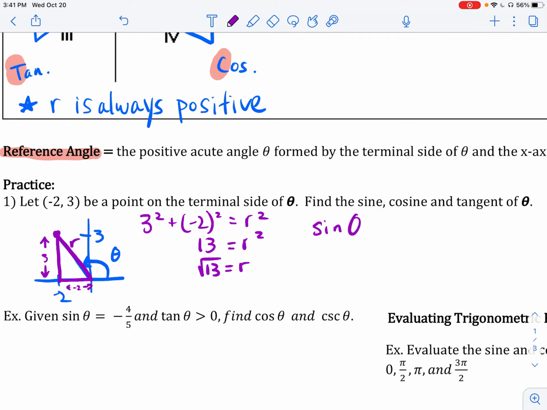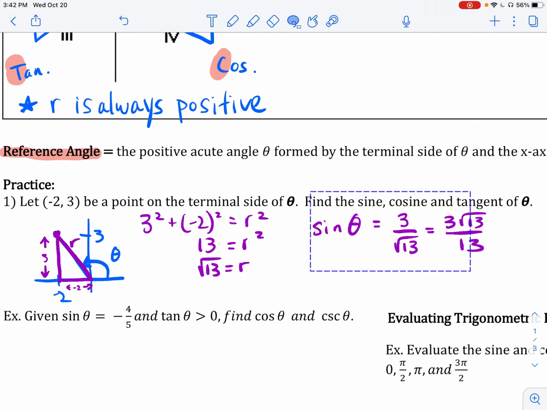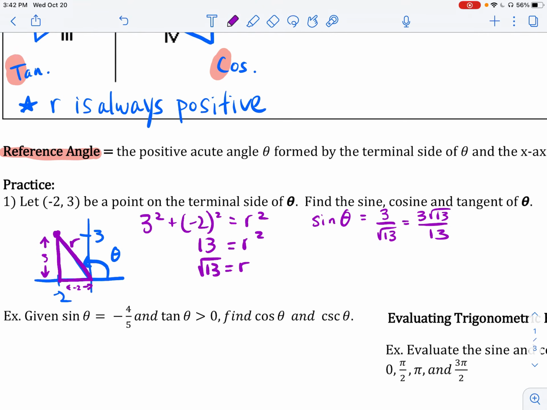So sine of theta, and again, to reiterate, we don't know what theta is, but we do know that when I take the sine of this angle, I can evaluate my opposite over my hypotenuse, or my y over my r, which simplifies to 3 root 13 over 13. Okay, let me make that a little smaller. What about cosine of theta? Well, cosine is going to be -2 over root 13, which simplifies to -2 root 13 over 13.